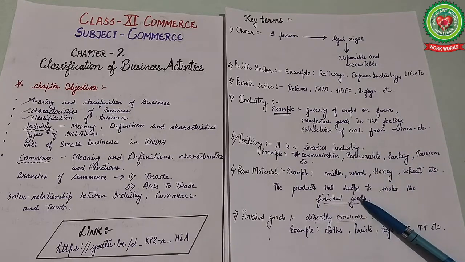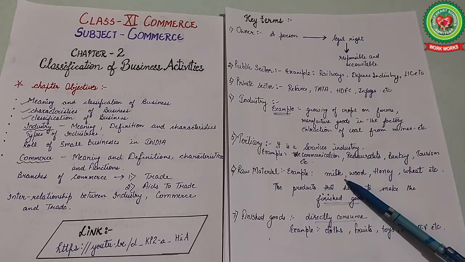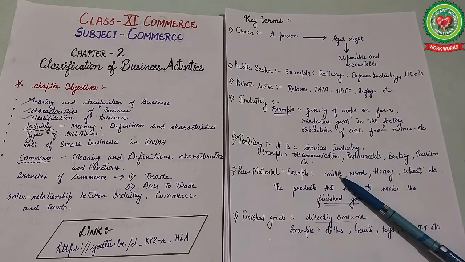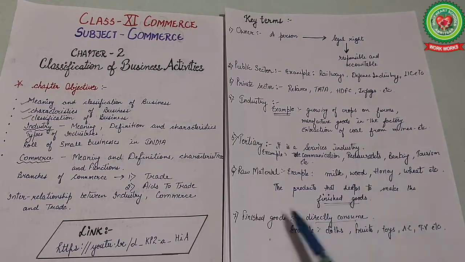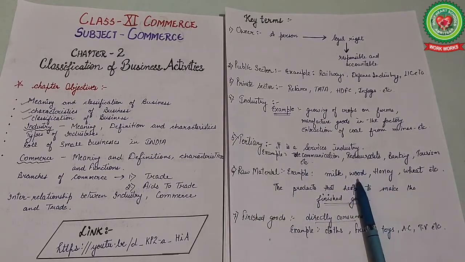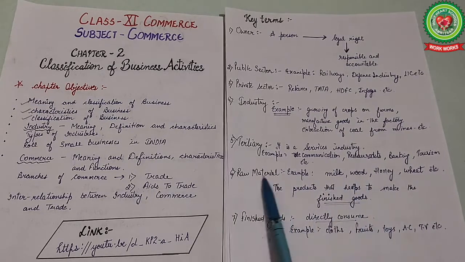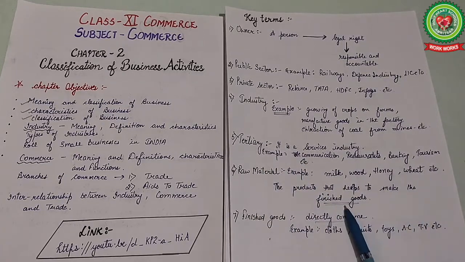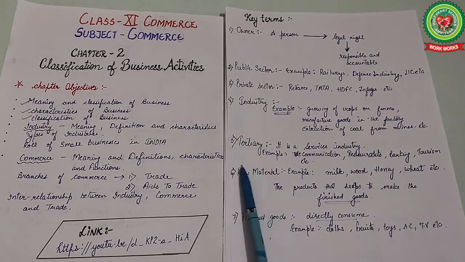Next one is raw material. Raw material, like milk. If we use milk to make curd, butter or cheese, then it is known as raw material, because it is not directly consumed but is used for further production to produce something else. Likewise, wood is used for making furniture or a bed. Then it is known as raw material. So the products that help to make finished goods, or that help in further production, are known as raw material.